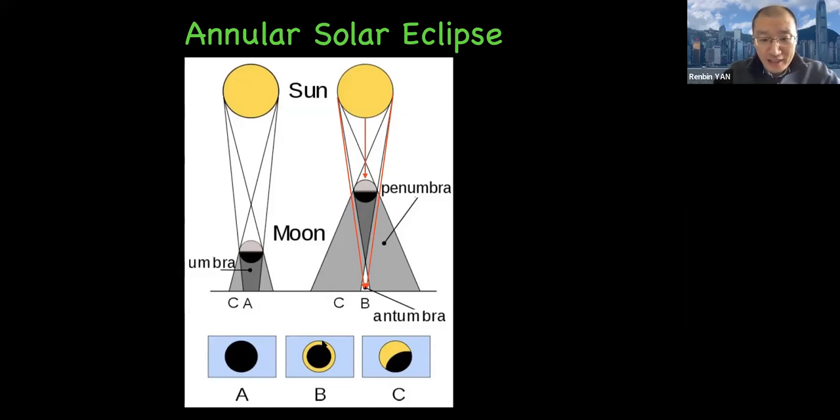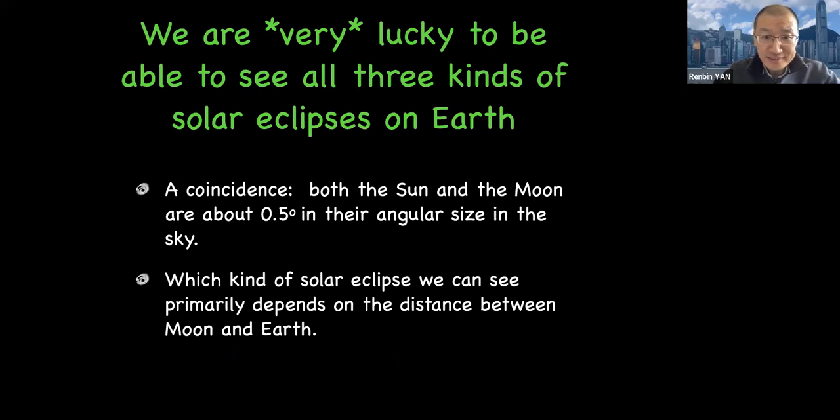And we are actually very lucky on Earth to be able to see all three kinds of solar eclipses. That is due to a complete coincidence: the angular size of the sun and the moon in the sky, or their angular extent in the sky, is both about 0.5 degrees. How large is 0.5 degrees?